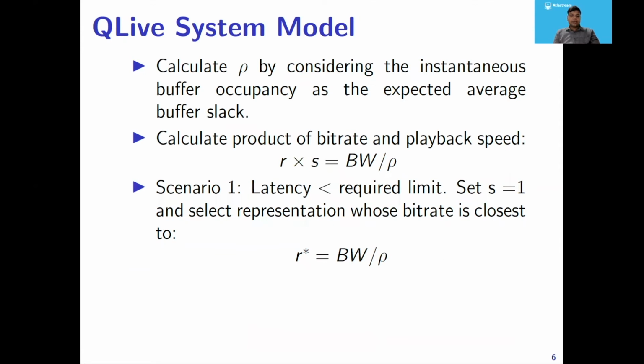In our current approach, we first calculate rho by considering the instantaneous buffer occupancy as the expected buffer slack, as in the ideal case of rho equal to 1. Next, we calculate the product of the bitrate and the playback speed based on the bandwidth and rho. In case the latency is lower than the required limit, we set the playback speed to 1, which is the normal speed. And then we can calculate the average value of the bitrate based on this value of the bandwidth and rho. We keep note of this value of R for the calculation of bitrate and playback speed for the other scenarios.